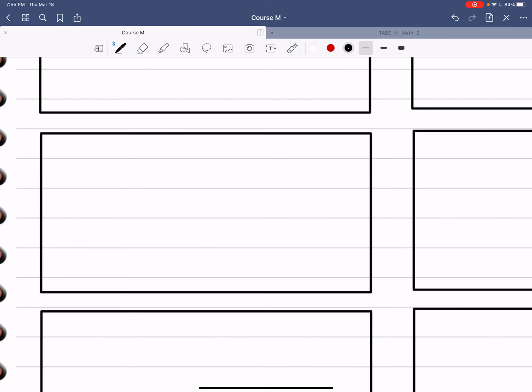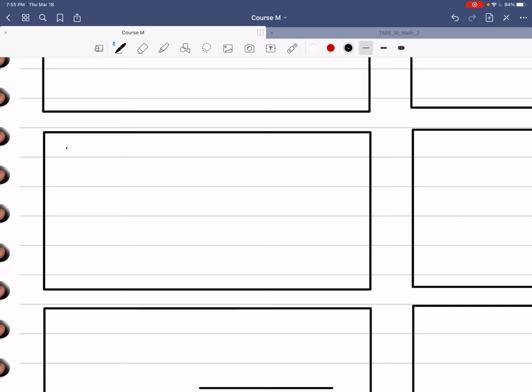Next card is a scalene triangle. Scalene. Definitely in the triangle family. A scalene triangle has no equal sides and therefore no equal angles. Scalene. No equal sides, no equal angles.